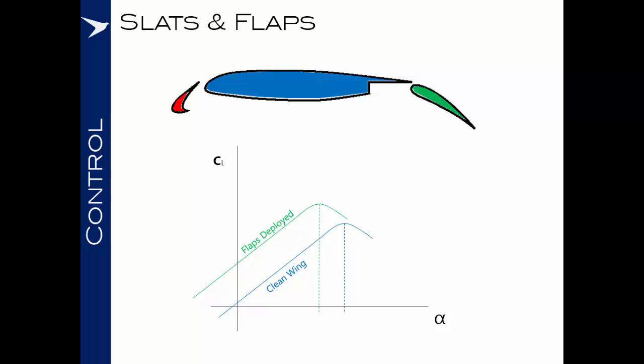However, when we deploy slats, we'll find that the maximum amount of lift will increase, but so will the maximum angle of attack that we can achieve. And this is because the slats will assist the airflow to remain attached to the top surface of the wing for longer.